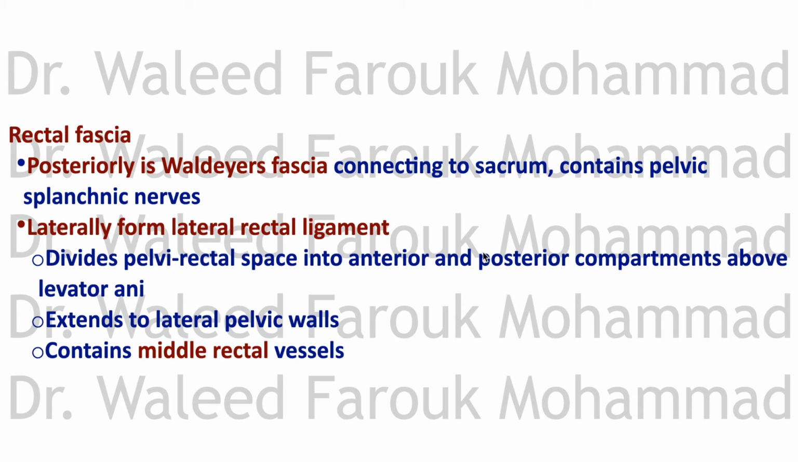Laterally, the fascia forms the lateral rectal ligament. It's like a septum that divides the pelvic space into anterior and posterior compartments, fixes the rectum, of course, in place, and extends to the lateral pelvic walls, and contains the middle rectal vessels. Contains the middle rectal vessels, and this is an MCQ. This is a multiple choice question.